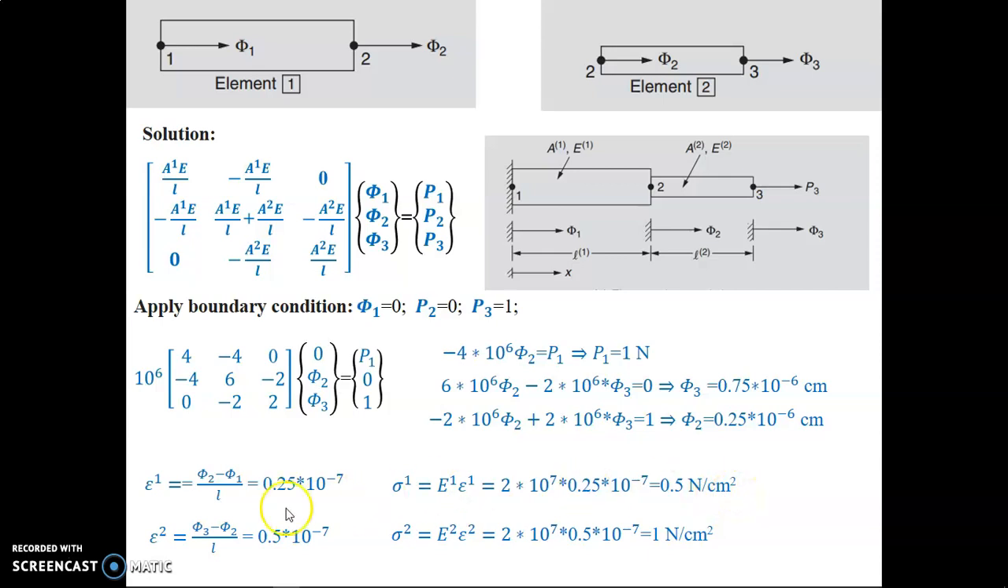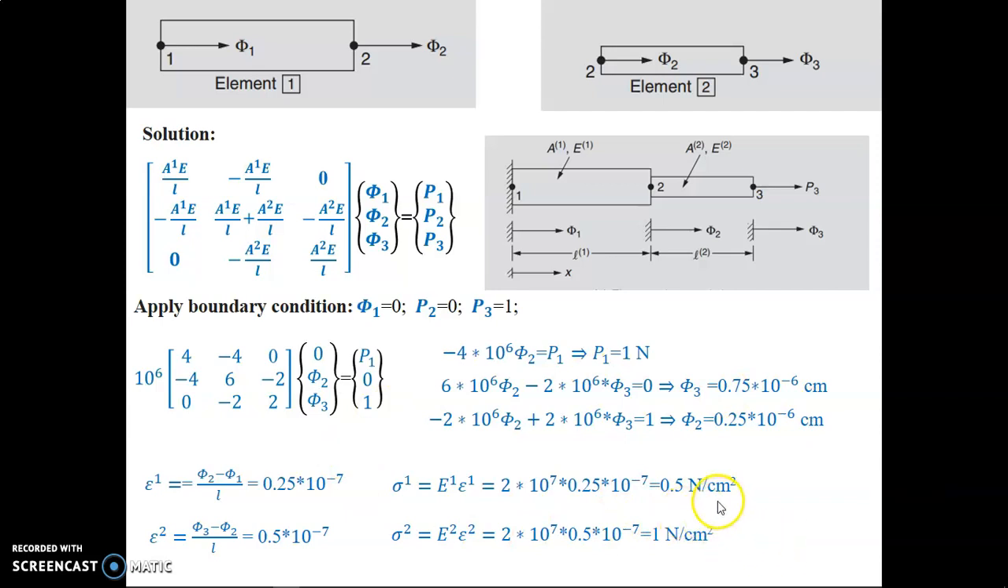Similarly, you can find the strain within the second element as the difference between the nodal displacement at the third node and the second node divided by the length of the element. It comes out to be 0.5 into 10 raised to the power minus 7, and then you can find the direct stress as a multiplication of the Young's modulus and the strain within the second element. It comes out as 1 Newton per centimeter square. With this, we have found the complete solution for the structural analysis of a stepped beam subjected to axial loading using the finite element method, that is the variational approach.